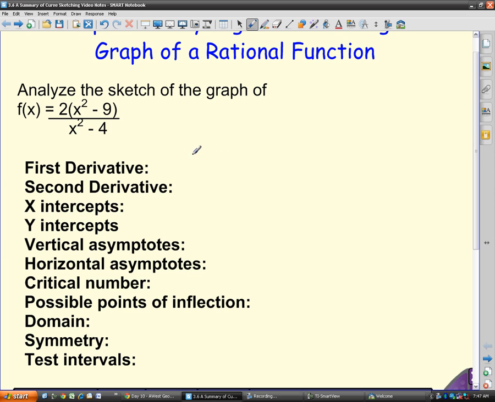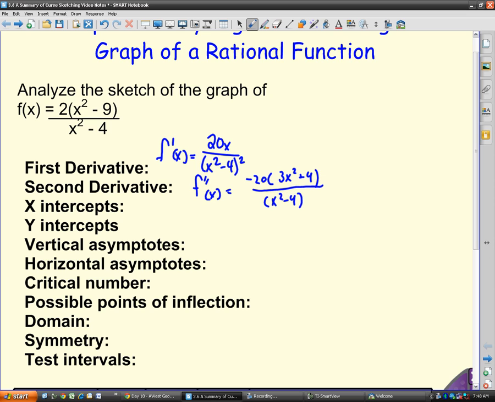So I'm going to go through and give you the first derivative because I've already done that. F prime of x equals 20x over x squared minus 4 squared. You need to do these derivatives if you're not sure how I'm getting these. Then the second derivative would give me negative 20 times 3x squared plus 4 all over x squared minus 4, cubed. So there's the first derivative and the second derivative, and we'll use those along the way.